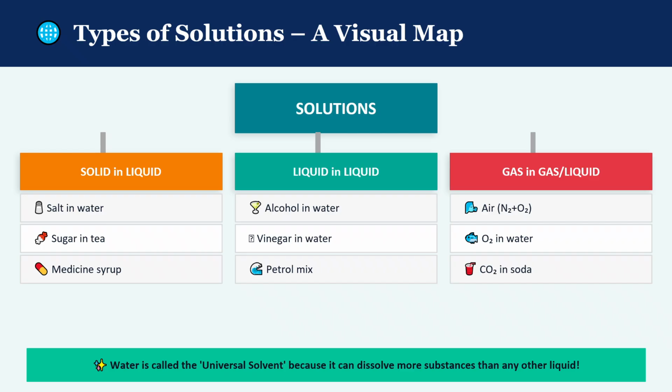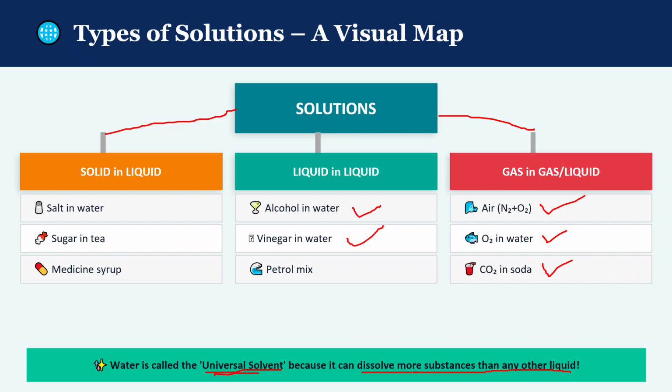Solutions can be of different types depending on what is mixed. When a solid dissolves in a liquid, like salt in water or sugar in tea, it is called a solid in liquid solution. When a liquid mixes with another liquid, like vinegar in water or alcohol in water, it is called a liquid in liquid solution. When gases mix with gases or dissolve in liquids, like oxygen dissolved in water or carbon dioxide dissolved in soda, it is called a gas solution. There is also something very special about water. Water is called the universal solvent because it can dissolve more substances than any other liquid.